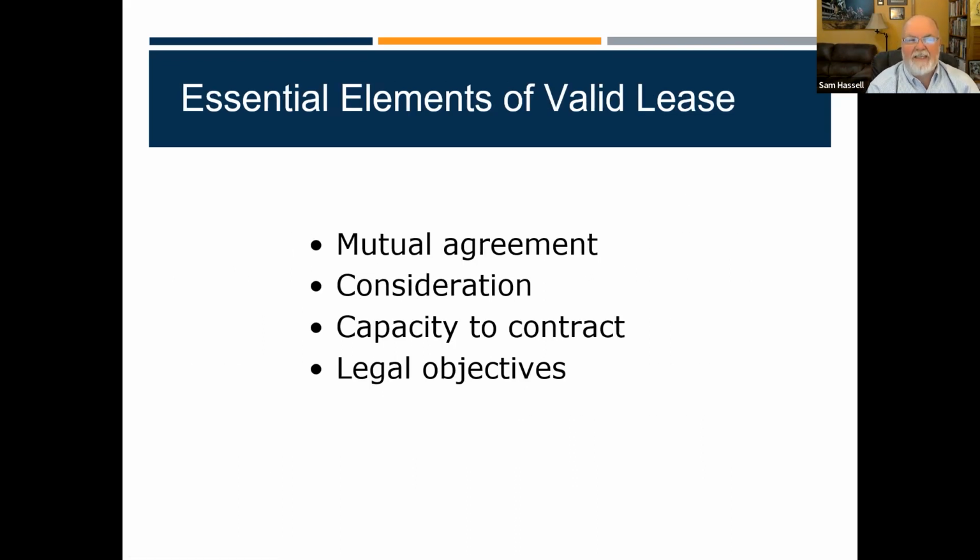Essential elements of a valid lease. What do you need in there? Now, we talked about contracts a few nights ago, right? Do these things look relatively familiar? This is a contract. So we need mutual agreement. We need consideration. We need the parties to be competent, with capacity to contract. And it has to be legal, with legal objectives. So those are the four elements, same thing as a contract, same thing as a lease. All of these things have to be inside there. That's what makes them valid.